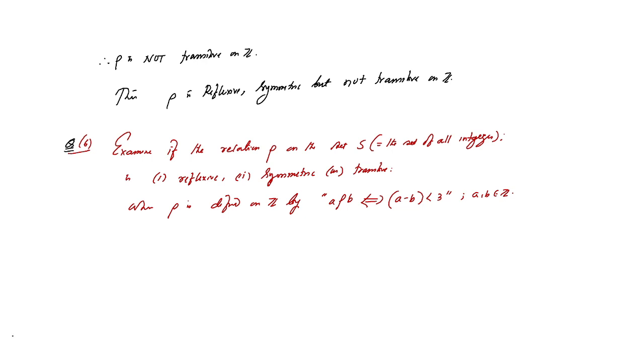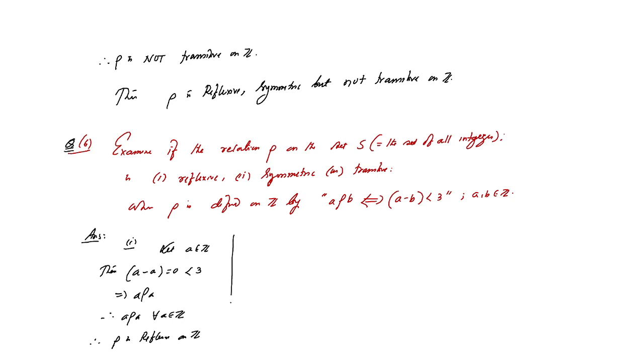So first we will come to the reflexive relation. That means A rho A holds or not. So let A belong to Z. Then A minus A, that means 0. It is obviously less than 3. That implies A rho A holds. So A rho A for all A belongs to Z. So that means rho is reflexive on Z.